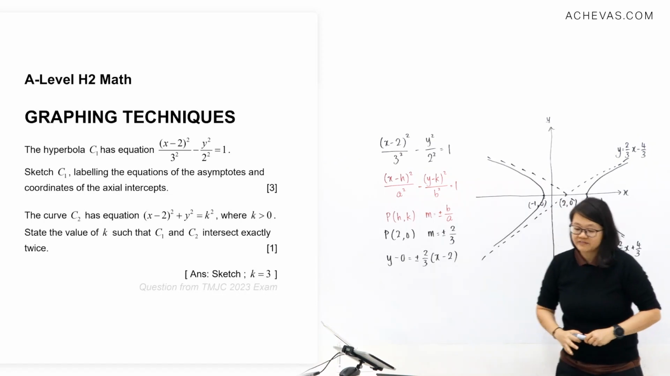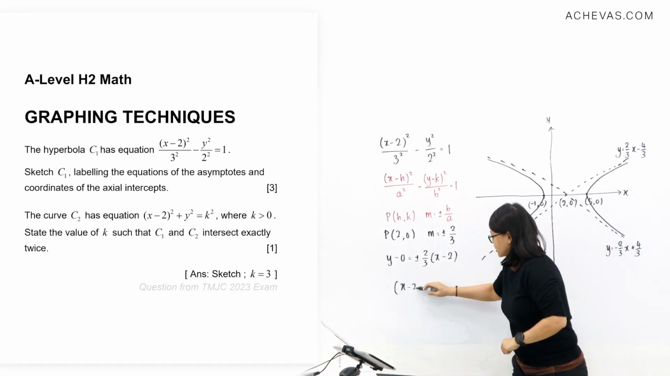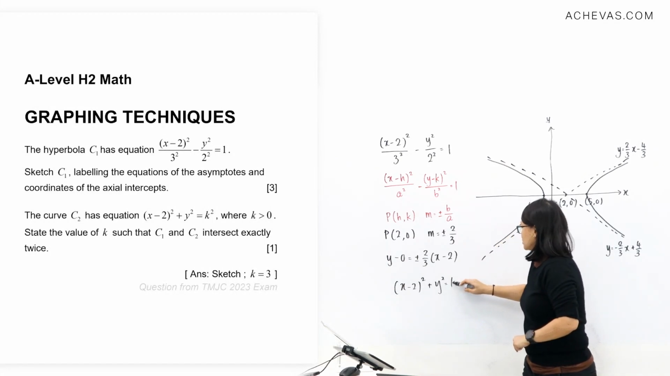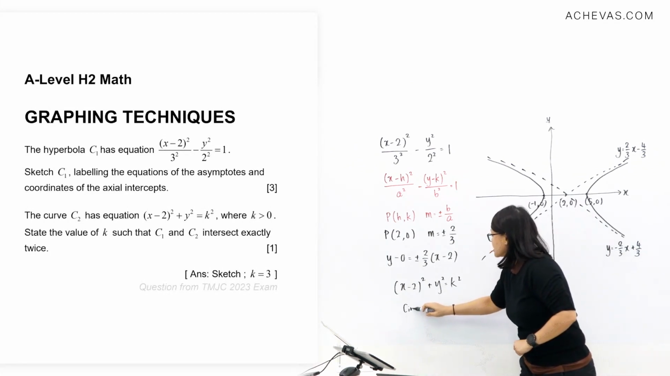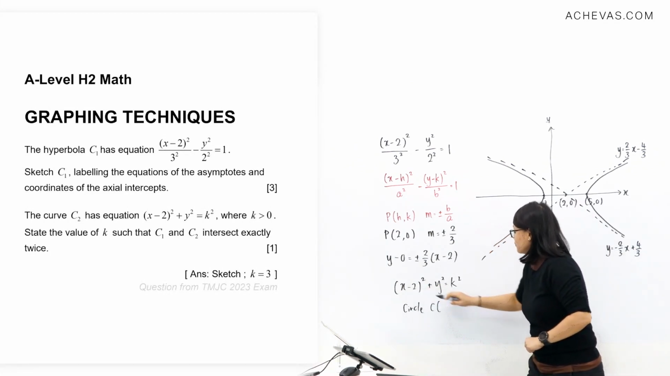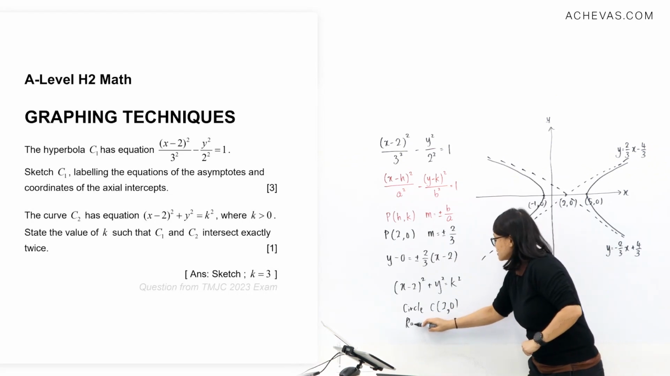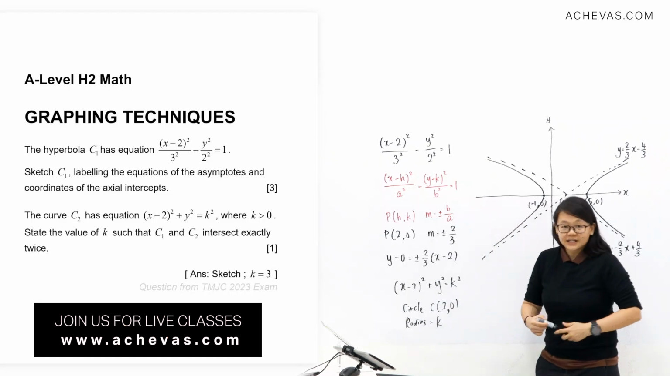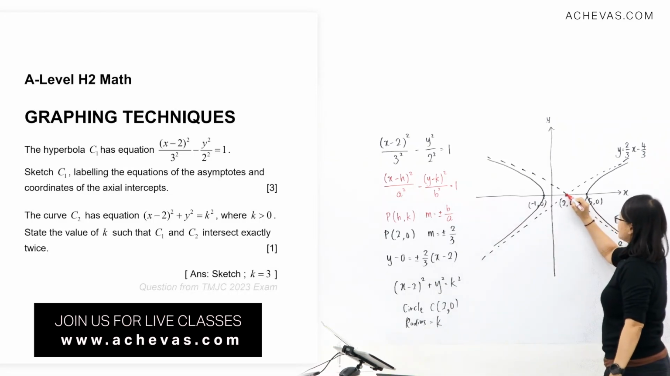The next part, we have the curve C2 with an equation. Let me write this down. (x minus 2) squared plus y squared equals k squared. This is something that we are very familiar with. It's a circle. So this is a circle with center (2, 0), and the radius of the circle is k. Now I'm going to try to put a circle into my diagram. (2, 0) is here, the center of the circle.